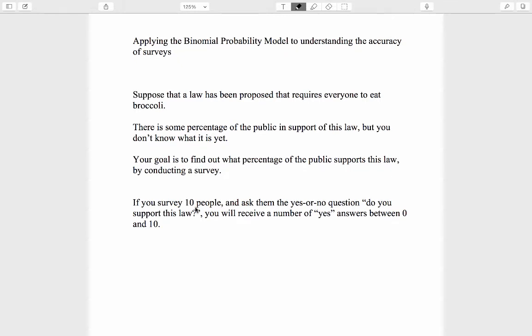Why 10 people? That's just an example for right now. We could survey 1,000 people, or maybe even 10,000 people. We'd like to find out information about the entire public and its level of support for the law, but in practice, we will only be able to survey a relatively small number of people.